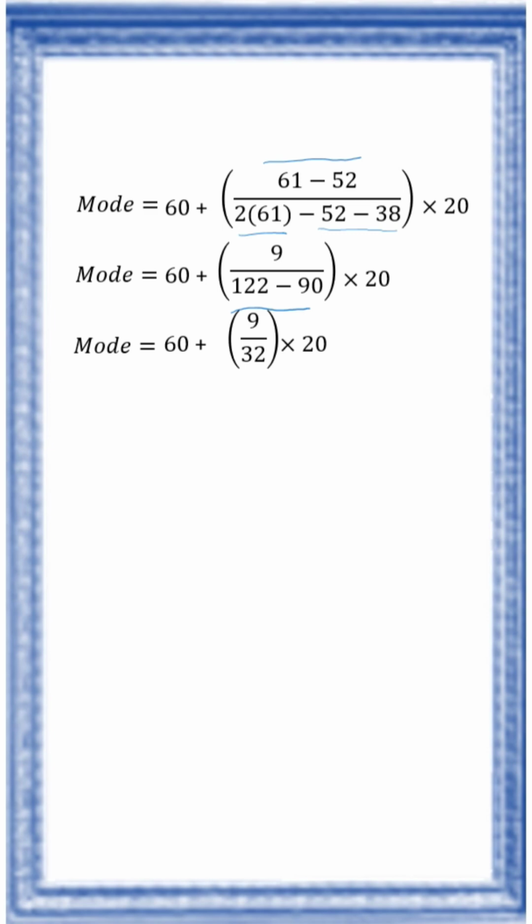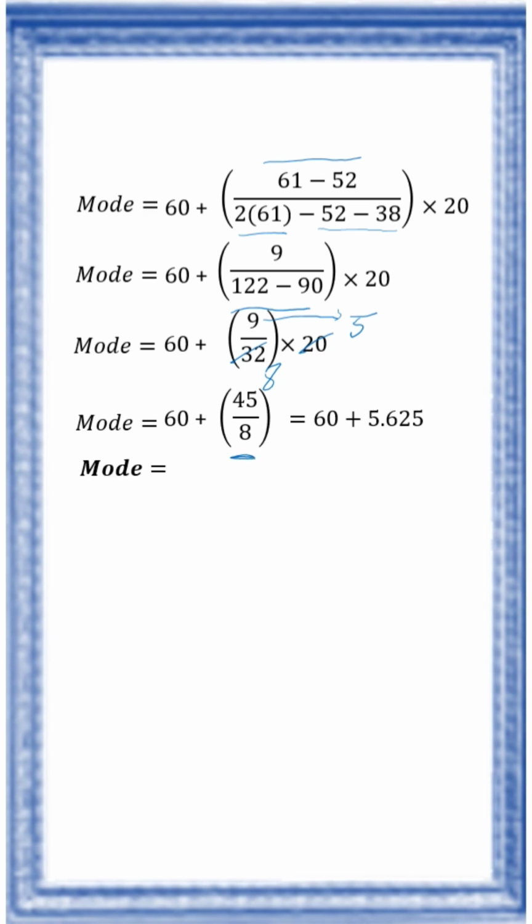Here 4 5s are 20, 4 8s are 32. Now further solve it. You will get 60 plus 45, 9 5s are 45, by 8. So mode is equal to 60 plus this one is 5.625. So mode is equal to 60 plus 5.625, that is equal to 65.625. This is the answer.